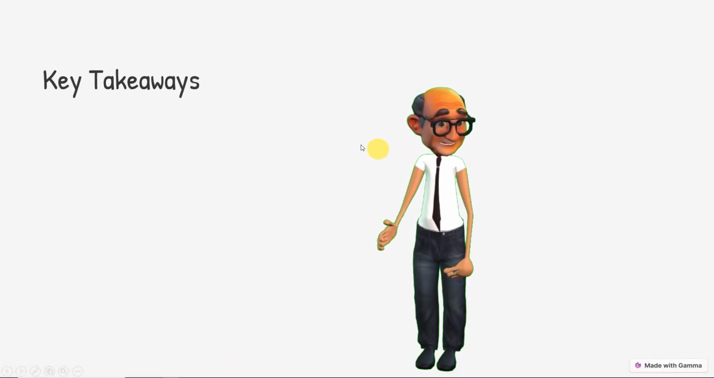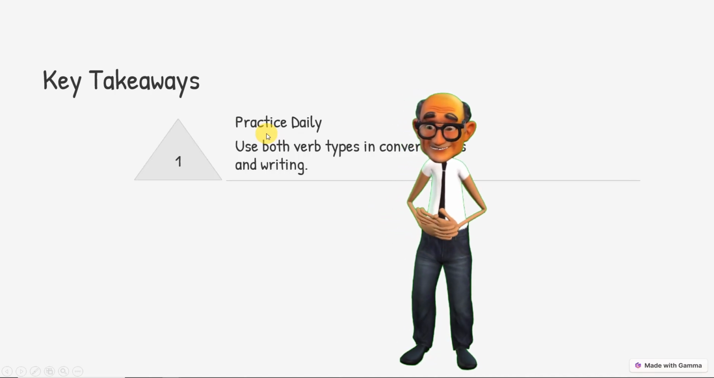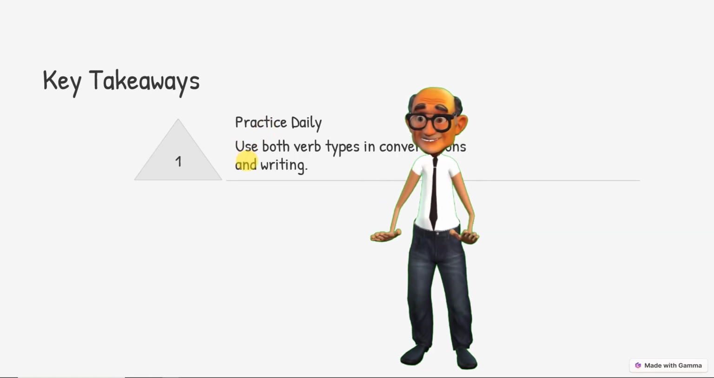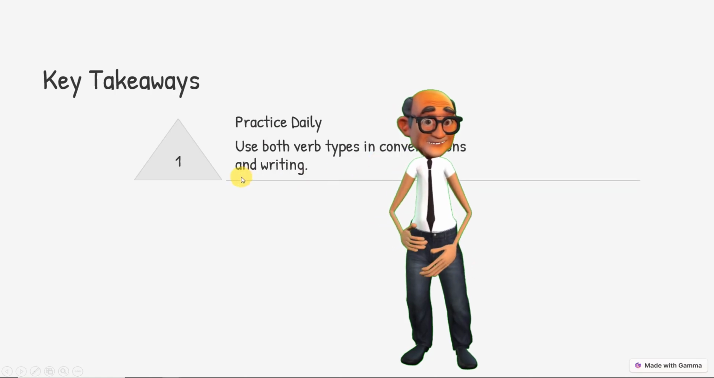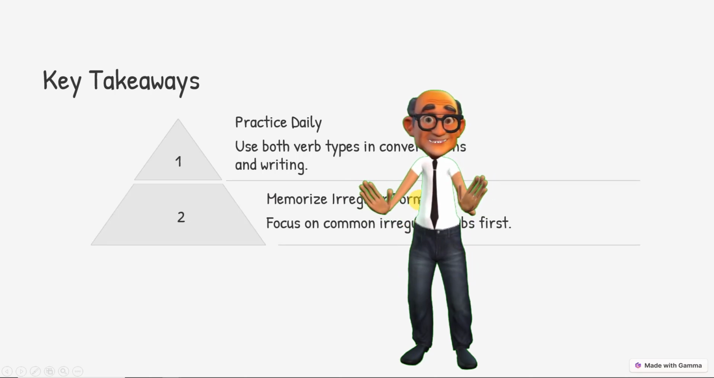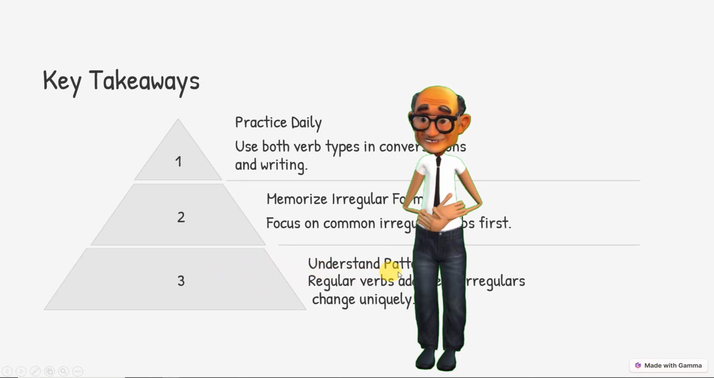Okay, at the end of every lesson, we look at our key takeaways. Number 1, practice daily. That is so important to practice, guys, on a daily basis. If you don't do it, you're going to really always keep struggling, honestly. Use both verb types in conversations and writing. Memorize irregular verb forms. Focus on common irregular verbs first, like the list in this video here. That's a lot of common irregular verbs that I think you should concentrate on first. And of course, understand the patterns. Regular verbs, you add ed.